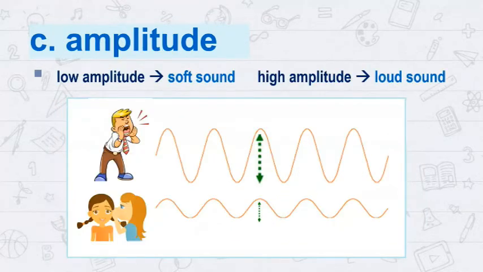Keep in mind that the lower the amplitude or the lower the height of the wave, the softer the sound, just like when someone is whispering. Meanwhile, the higher the amplitude or height of the wave, the louder the sound, just like when someone is shouting.